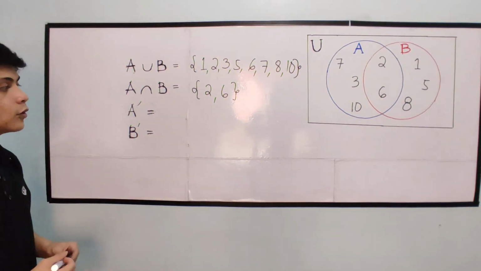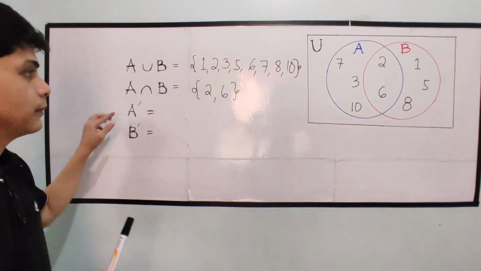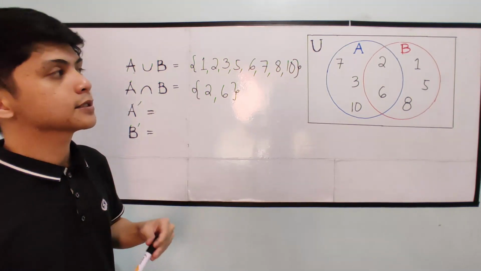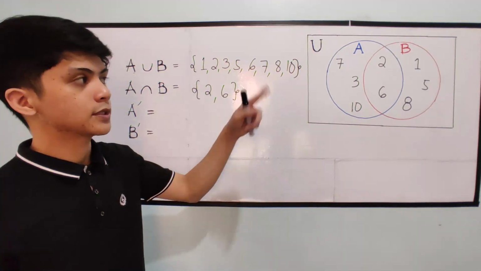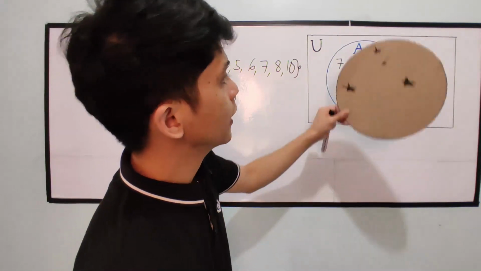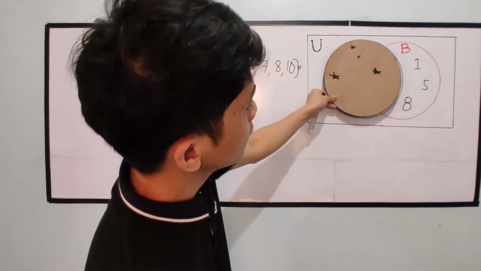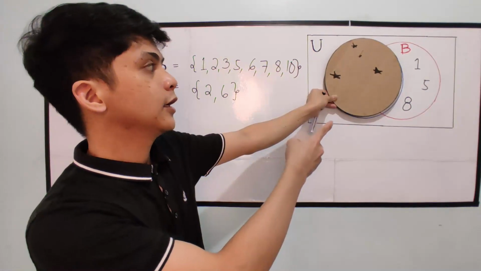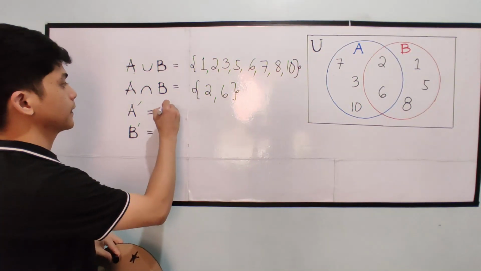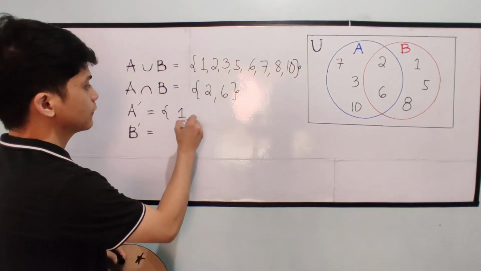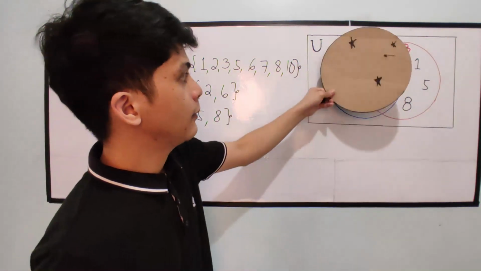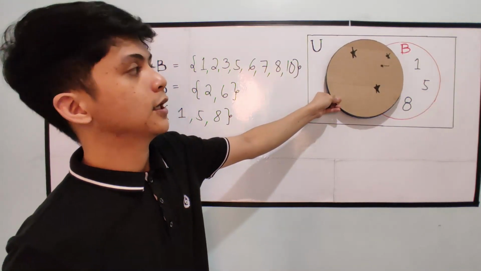Then, for the complement of A naman, so alam na natin to. Sinabi natin complement of A, tatanggalin lang natin lahat ng elements ng A sa ating universal set. So, yung universal set natin, itong buong rectangle. So, tatanggalin lang natin yung elements ng A. So, ito yung A, yung blue circle natin. So, tatakpan lang natin yan. Yun yung matitirang elements dyan. Yun na yung sagot. Okay? So, 1, 5, and 8. So, ganun lang siya. 1, 5, and 8. So again, minus lang natin yung mga elements ng A sa universal set. So tinanggal lang natin siya.